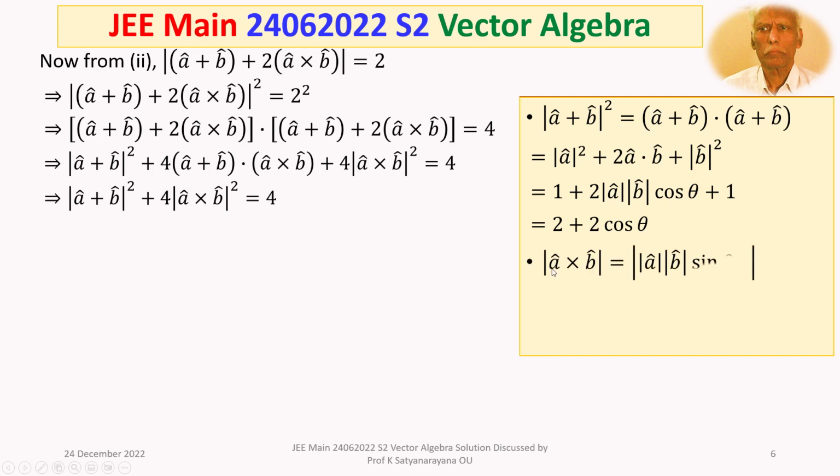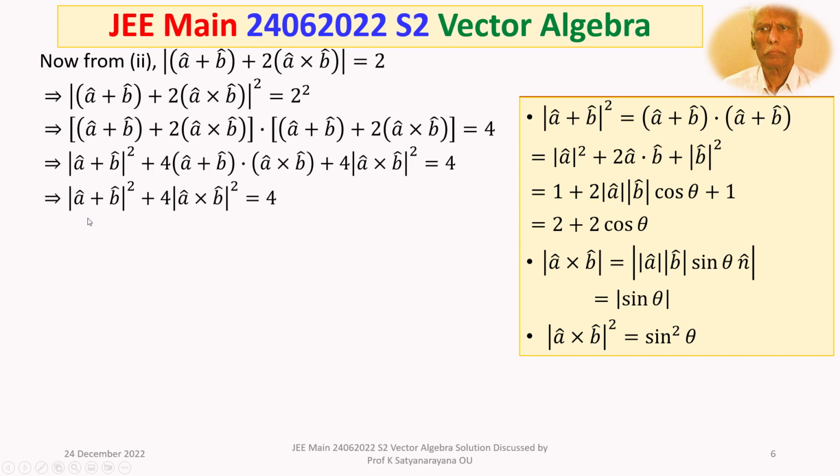Now we see what is modulus of a cross b. It is the modulus of a into modulus of b into sine of the angle between them, multiplied by the unit vector n hat perpendicular, normal to the plane containing both a and b. The modulus of a is 1, the modulus of b is 1, so it will be modulus of sine theta into n cap, and n cap is a unit vector. When you take the modulus, that becomes 1, and this is equal to mod of sine theta, and when you square it, it is sine square theta.